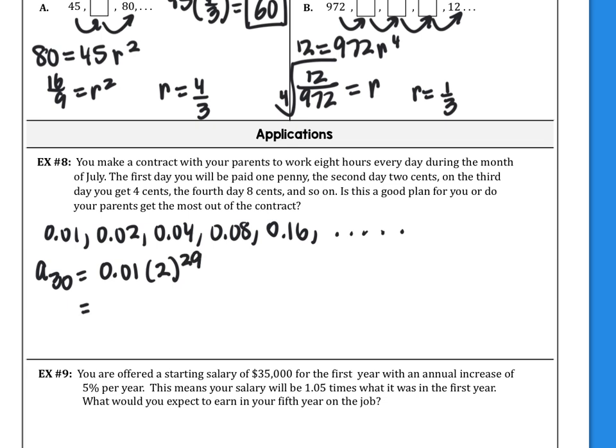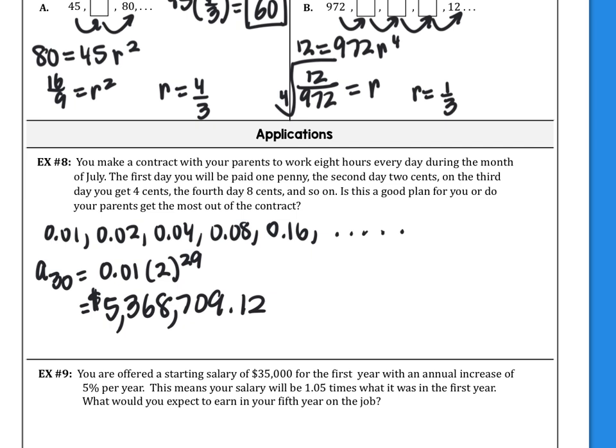So this would be 5,368,709.12. Wow. 5 million? Over 5 million. That's crazy. Yeah, I don't think your parents can afford that.